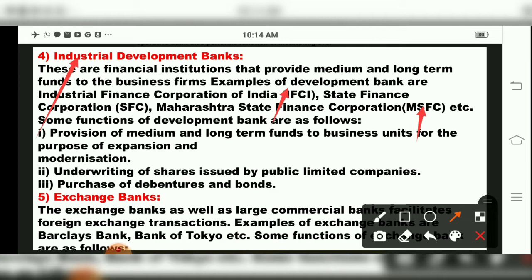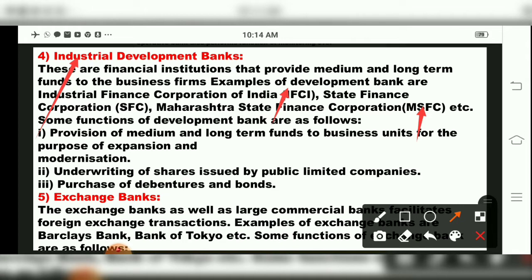Then the third one is what? Purchase of debentures and bonds. It means due to the Industrial Development Bank, we can purchase debentures and bonds. If we require to make any investment and we don't have money, we can borrow from this bank for investing money in debentures and bonds, children. So we can purchase debentures and bonds with the help of Industrial Development Bank. So this is the function of industrial development banks, which look after the growth and expansion of industries, children.